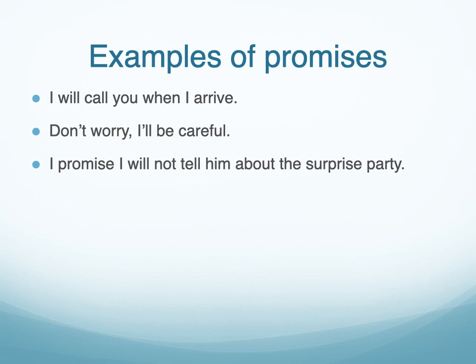And in the third example, it says, "I promise I will not tell him about the surprise party." So in this example, it actually says, I promise. So it's quite easy to recognize that this is a promise, and in that case, of course, we are going to use will. This is a negative example because he's talking about not telling about the surprise party. He doesn't want to ruin the surprise. So he's using the negative future, I will not tell him about the surprise party. In all of these examples, we're promising something about the future, so we need to use the future simple with will.